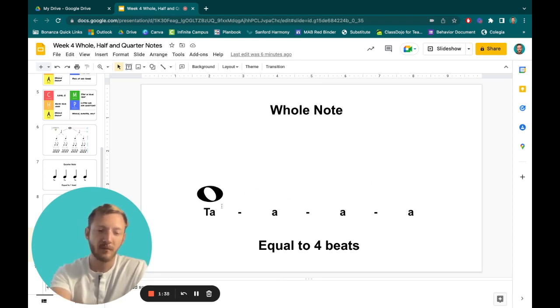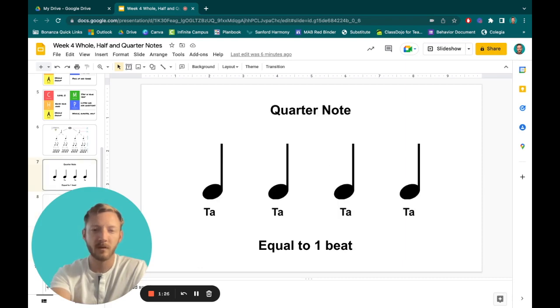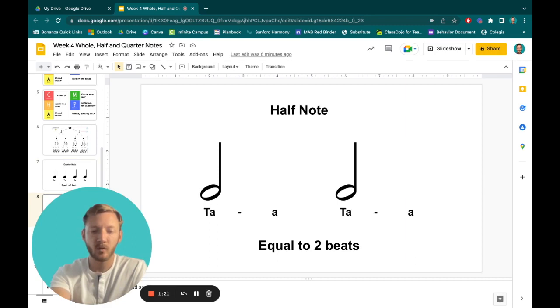Okay? Make sure you're tapping your foot or tapping your knee as you count these. So let's try this one more time. 1, 2, this is our beat. Go ta. And that's the whole note. So we have the quarter notes, each one is worth a beat. Half notes, each one is worth two beats. And the whole note, each one is worth four beats long.